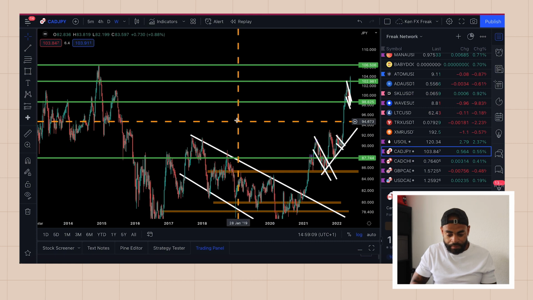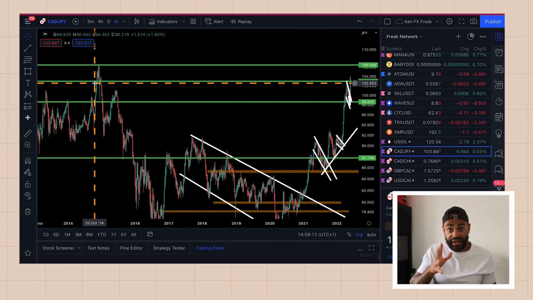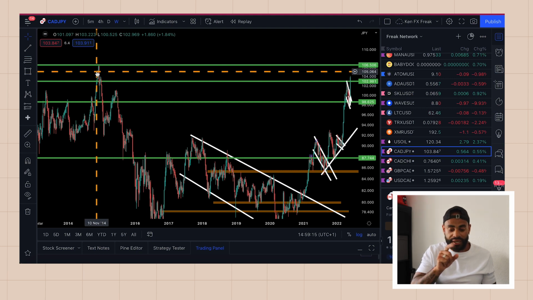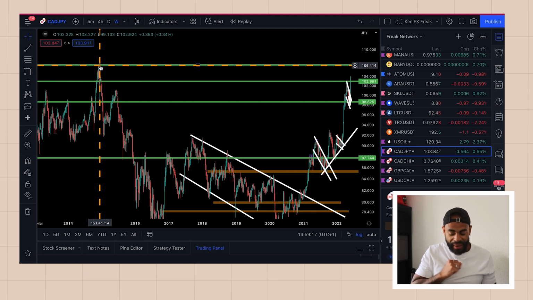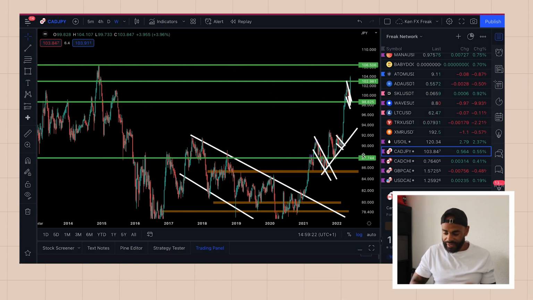So if we look left here, naturally we can see we've broken down some supply here or resistance around that psychological 103 area. And now what we're looking at is this top here back in 2014. This would be the highest levels in 2014, up at 106.50.